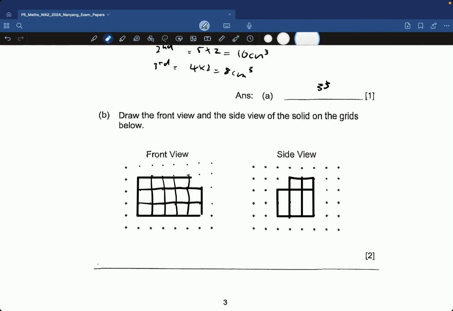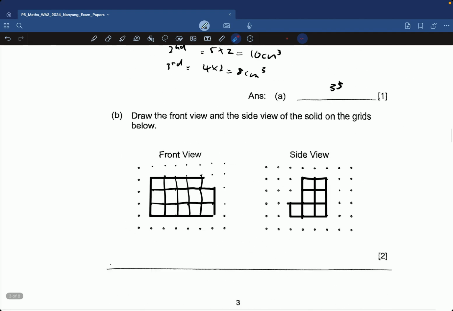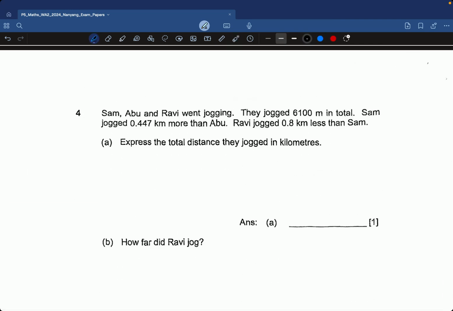Okay, all right, it looks something like this, right? So there's only 1 layer at the bottom and then 2 layers at the, so sorry, so it's 3, 2, and 2. Okay, so it's the same here, 3, 2, and 2. All right, let's move on to the next question.